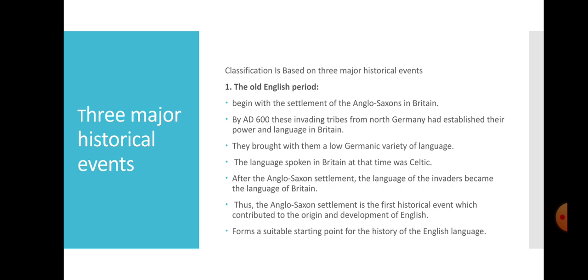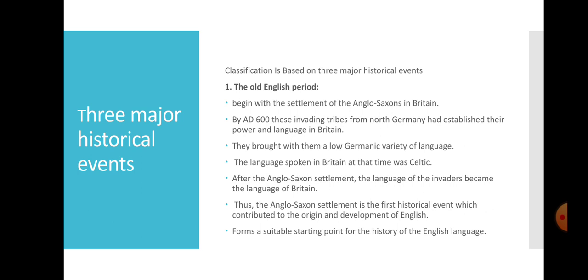Clear? The language spoken in Britain at that time, when these Anglo-Saxon people came to Britain, the language spoken by the people there in Britain at that time, that is the Celtic language. Because the original inhabitants of Britain were the Celts, who spoke Celtic language. After the Anglo-Saxon settlement, the language of the invaders became the language of Britain.